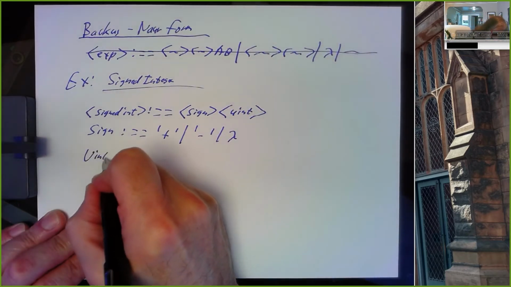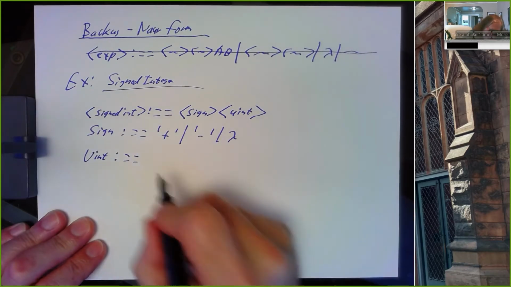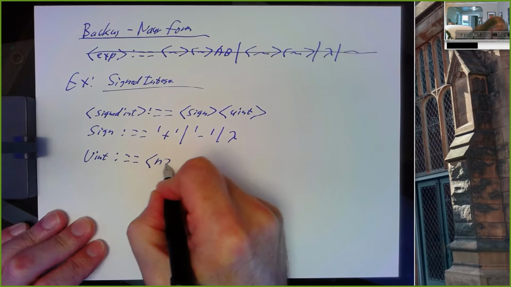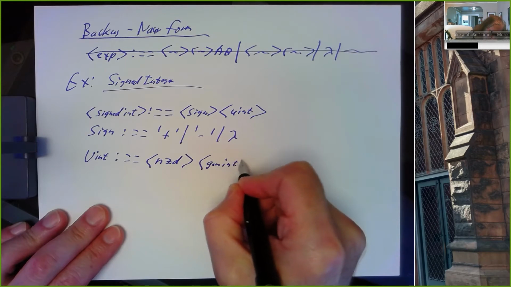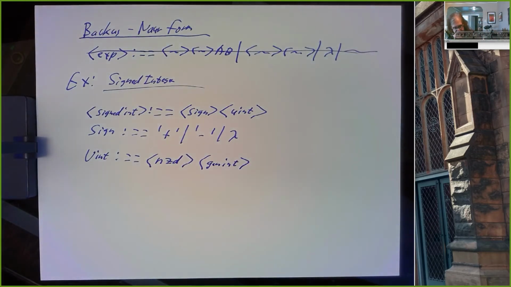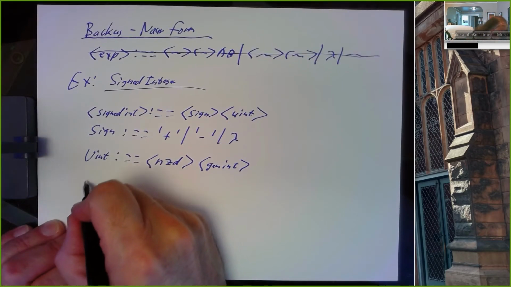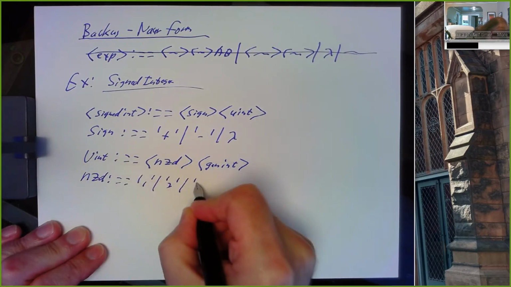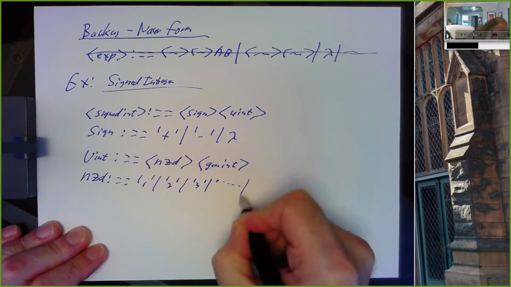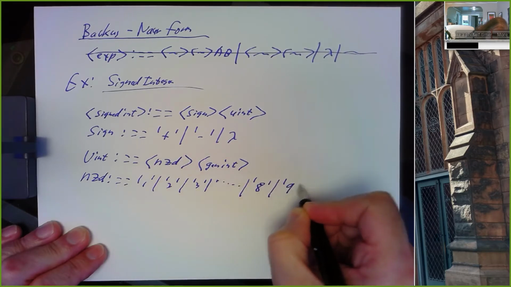An unsigned int I'm going to describe as a non-zero digit followed by a general int. So a general int will be an integer that can start with any digit. A non-zero digit will be something from 1 through 9. So we're not going to let you make a number like 017. All right. So a non-zero digit is a 1 or a 2 or a 3 up through and including a 9.